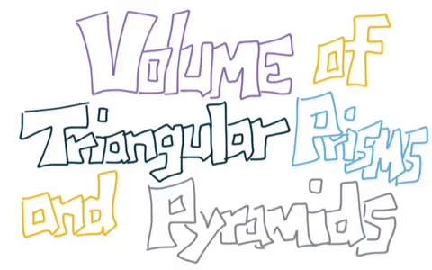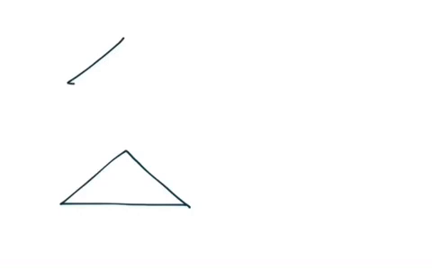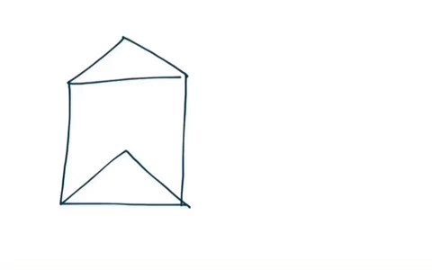Finding the volume of triangular prisms and pyramids. So if we have a triangle base, how does that affect our volume formulas? I'm sketching a real quick triangular prism here. Not going to be super perfect, but you can kind of follow along.